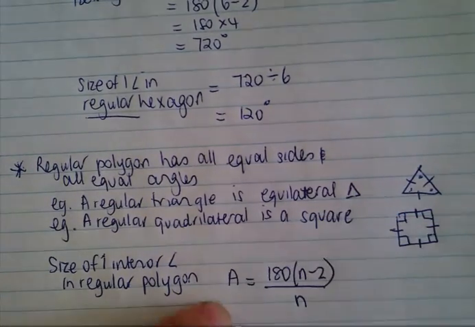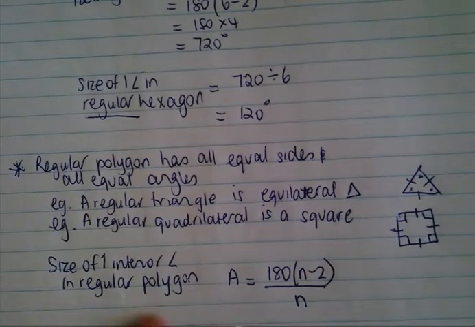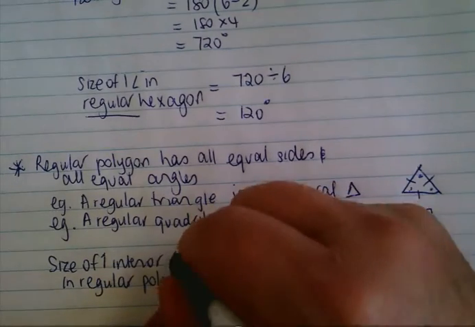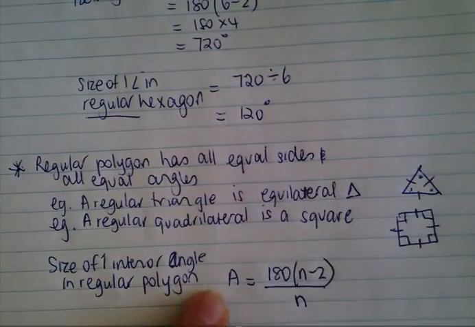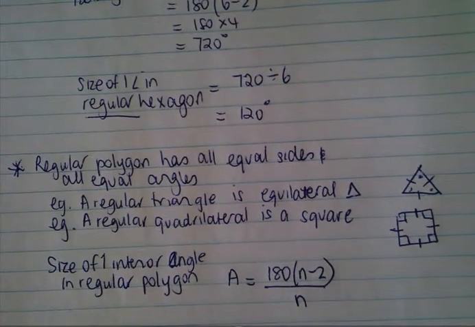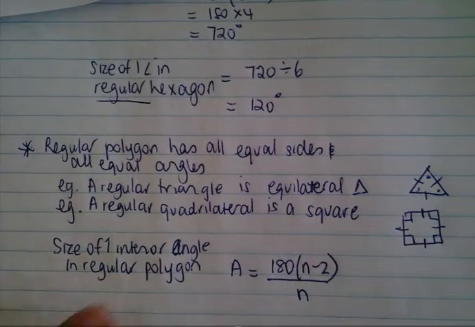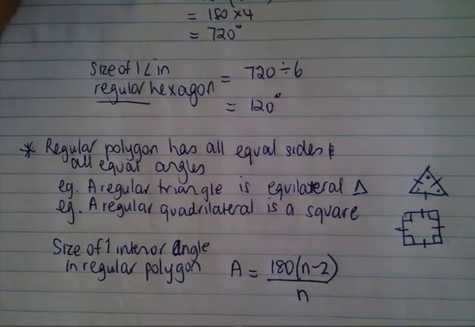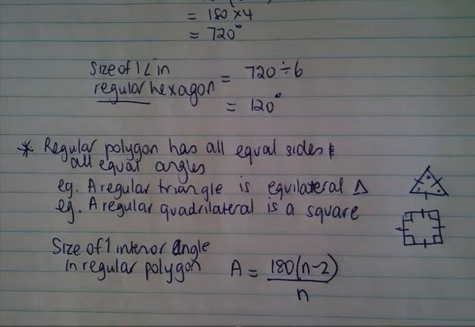A for angle. The size of one interior angle in a regular polygon is 180(n minus 2), which gives you the sum of all the interior angles, divided by the number of sides or the number of angles, because the number of sides equals the number of angles. You don't have to do it in one step. I like to keep it separate and just learn my formula: S is 180(n minus 2). All right?